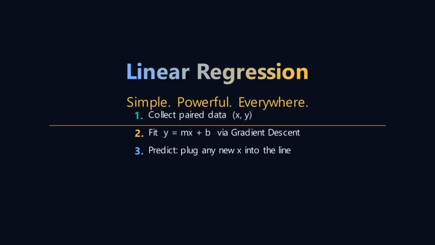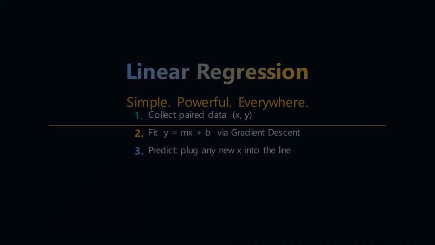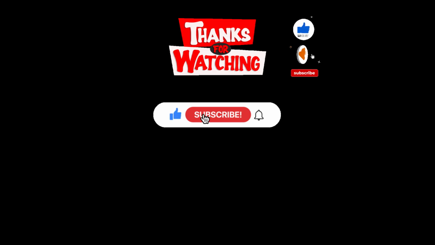Step 1. Collect paired data. Step 2. Fit the best line using gradient descent. Step 3. Use that line to predict anything. This single idea, finding the line through your data, is the foundation of machine learning. Master it, and everything else becomes clearer.